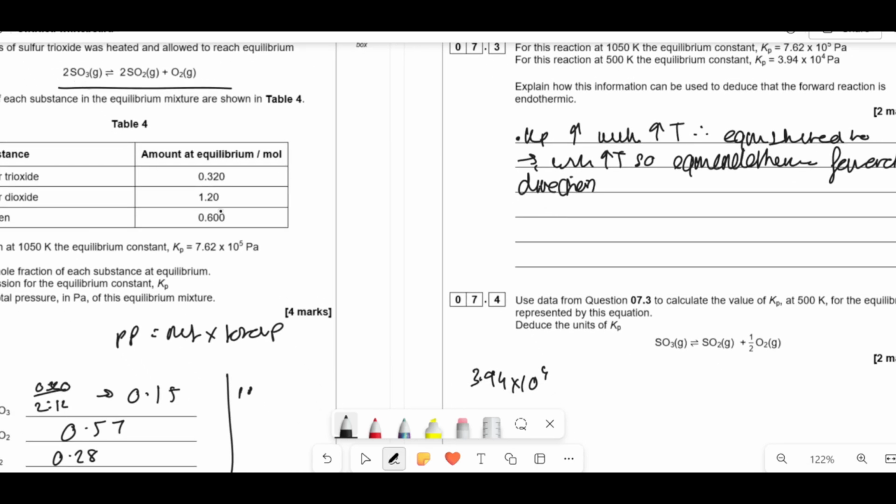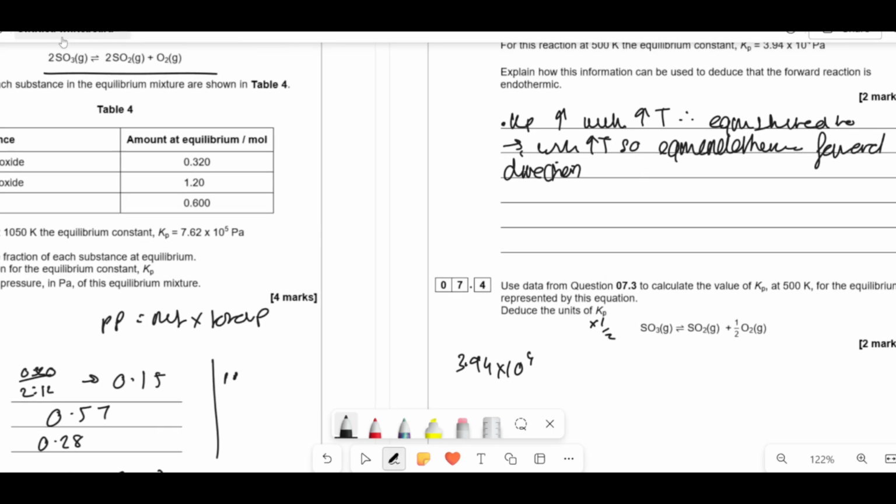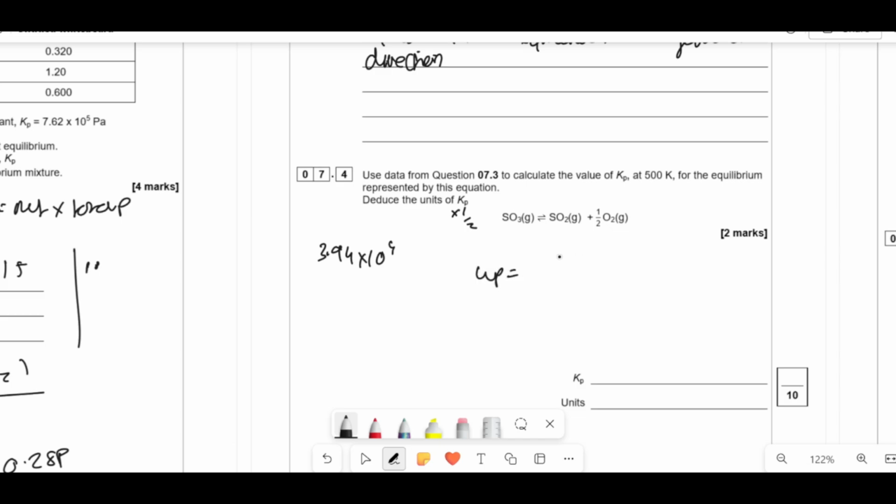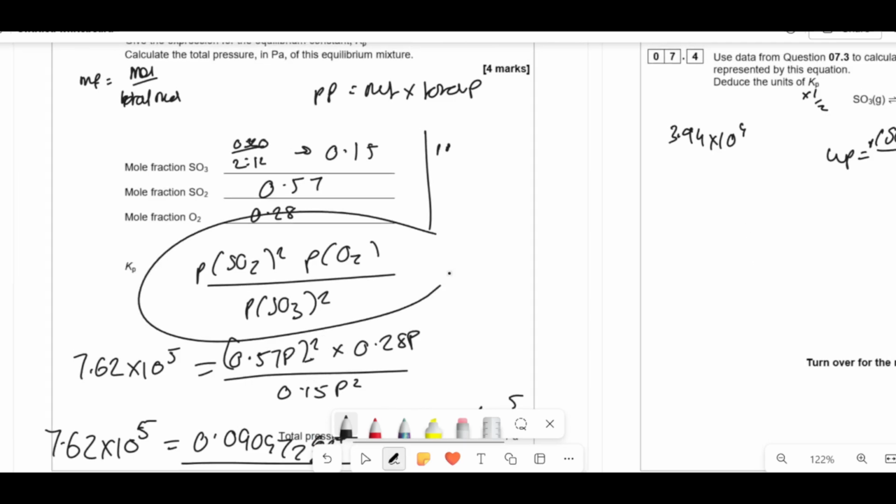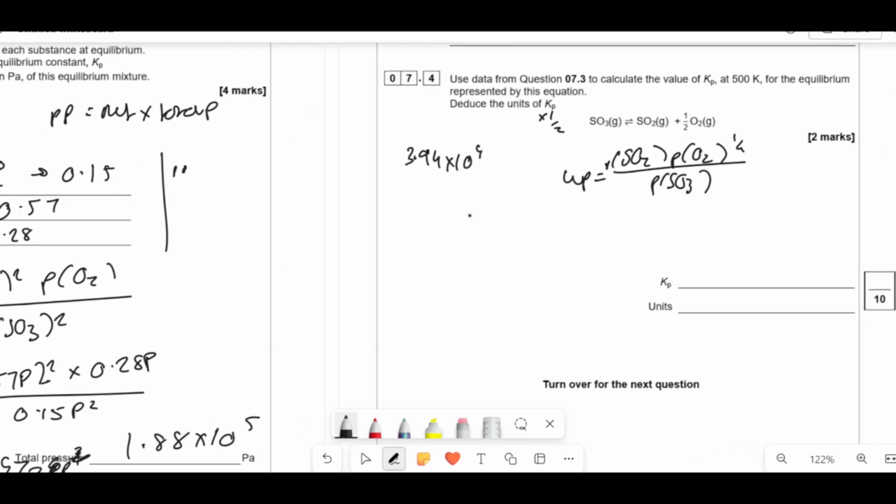So you can see that this equation and this equation, you've times this by a half, right? Kp was all of this stuff before, but now our new Kp is going to be the partial pressure of SO2, times the partial pressure of O2 to the half, all over the partial pressure of SO3. So you need to compare them side by side, what's happened.